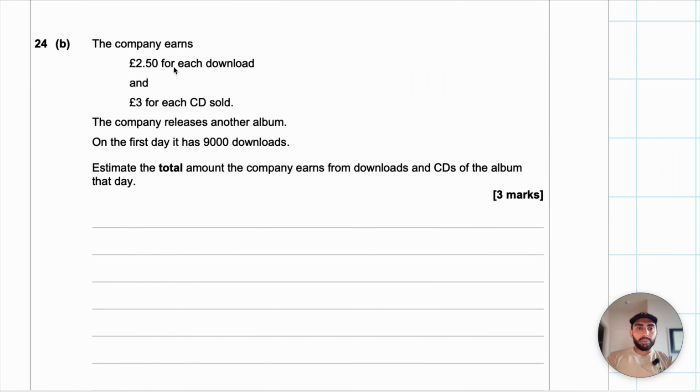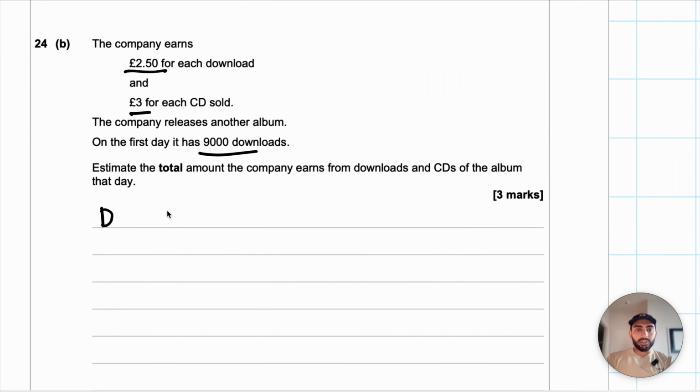Part B. The company earns £2.50 for each download and £3 for each CD sold. The company releases another album. On the first day, it has 9,000 downloads. Estimate the total amount the company earns from downloads and CDs of the album that day. We're going to need to work out how much they're earning from downloads and how much they're earning from CDs. We're going to do downloads first because we have the information for downloads.